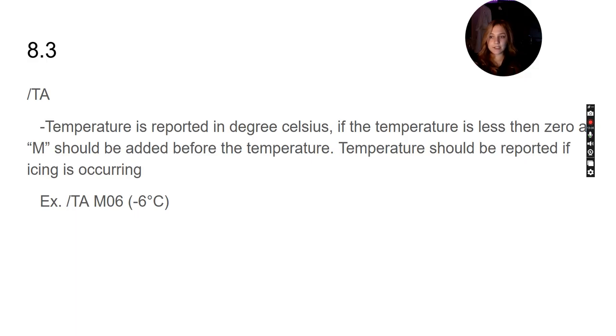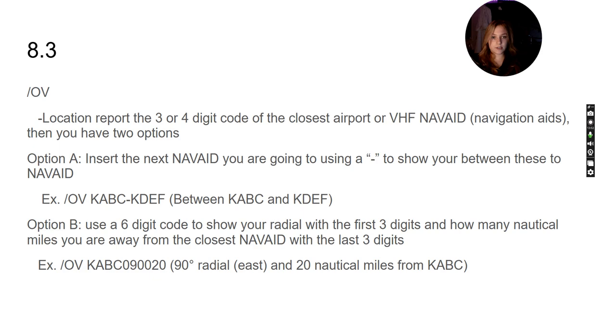And then slash TA is the temperature. Temperature is reported in degrees Celsius. If the temperature is less than 0, an M should be added before the temperature. Temperature should be reported if icing is occurring. So slash TA M06 would be minus 6 because we have the M in front, so minus 6 degrees.